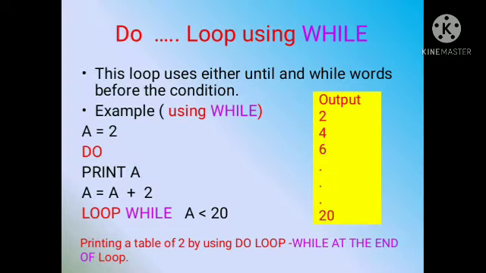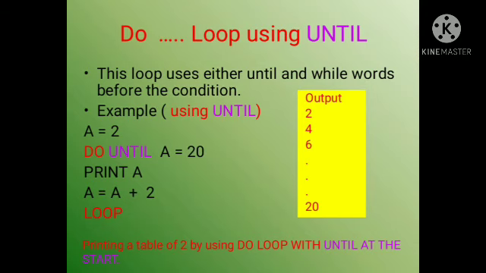Now in this example you can see we used while at the end of the loop. You can see after loop, while is used, and then the condition is given. In the previous program while was used at the start of the loop, so here we can use it at the end of the loop also. Here also the same program is given for printing the table of 2. We just used while at the start and the end, and the remaining part is the same.